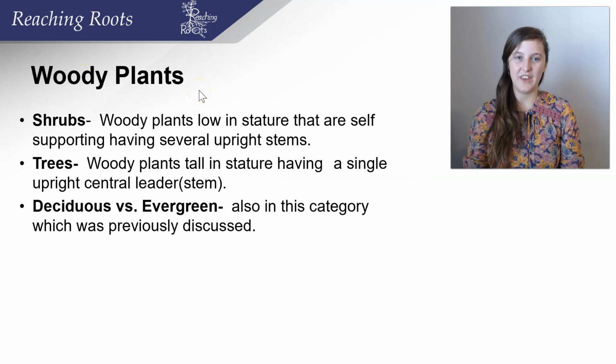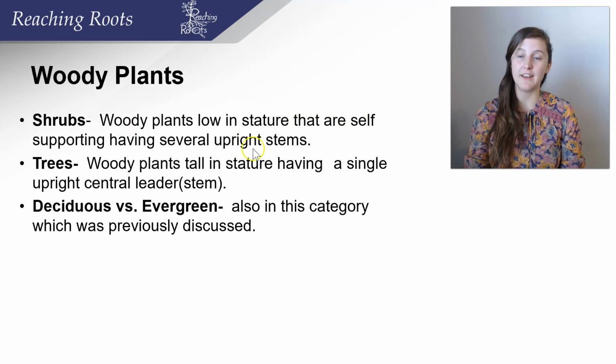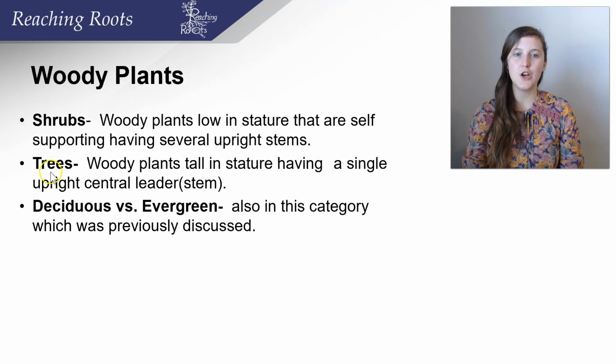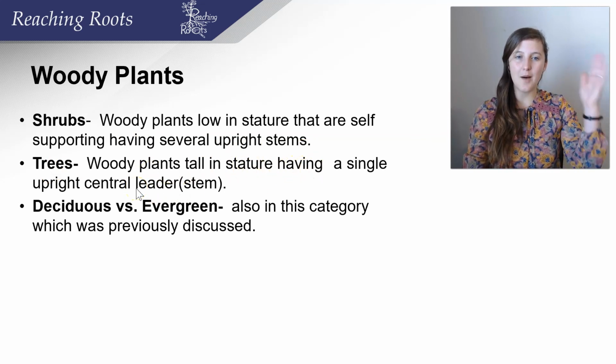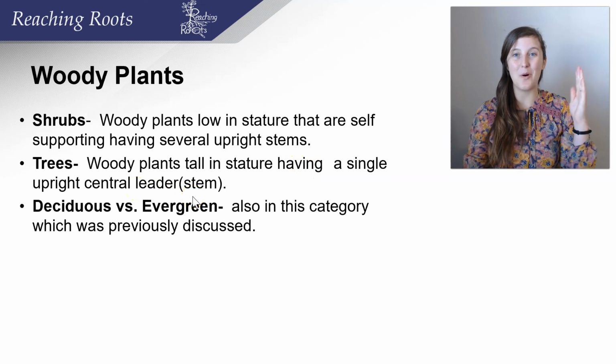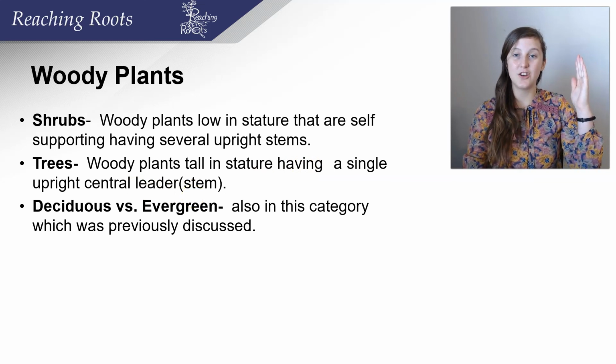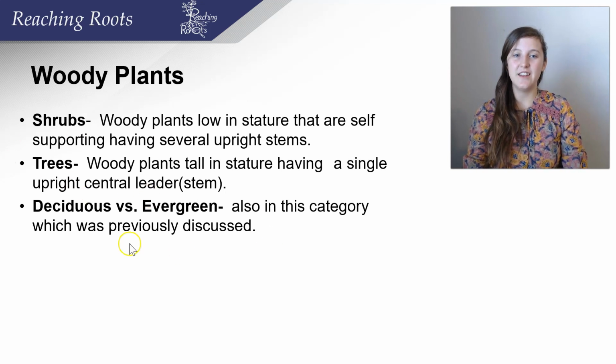Here's some more classification for woody plants. We have shrubs, which are woody plants low in stature that are short and that are self-supporting, having several upright stems. Trees are woody plants tall in stature, having a single upright central leader stem, or what we call the trunk of a tree. Deciduous trees lose their leaves in the fall, whereas evergreen trees retain their leaves. This category was previously discussed.